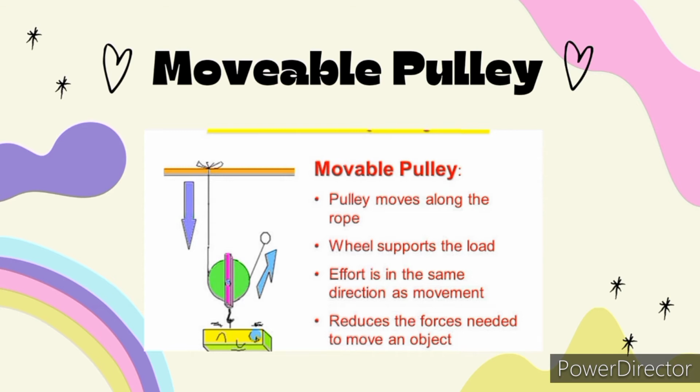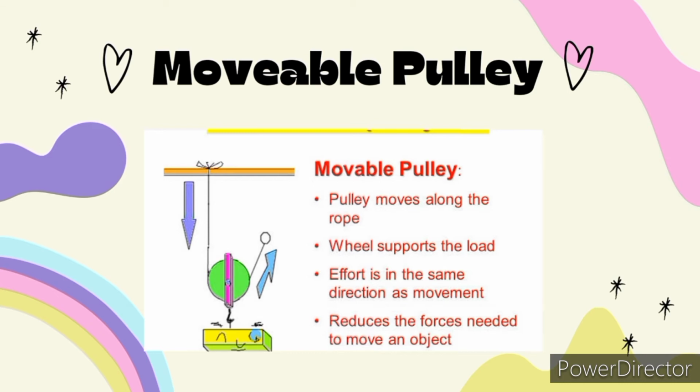Now this movable pulley makes it easier to lift a load by making it lighter to move. Also, in the movable pulley, the wheel supports the load. The effort that is applied to move the load is in the same direction as the movement. Basically it reduces the force needed to move an object. So you don't need too much force. It makes the load lighter.